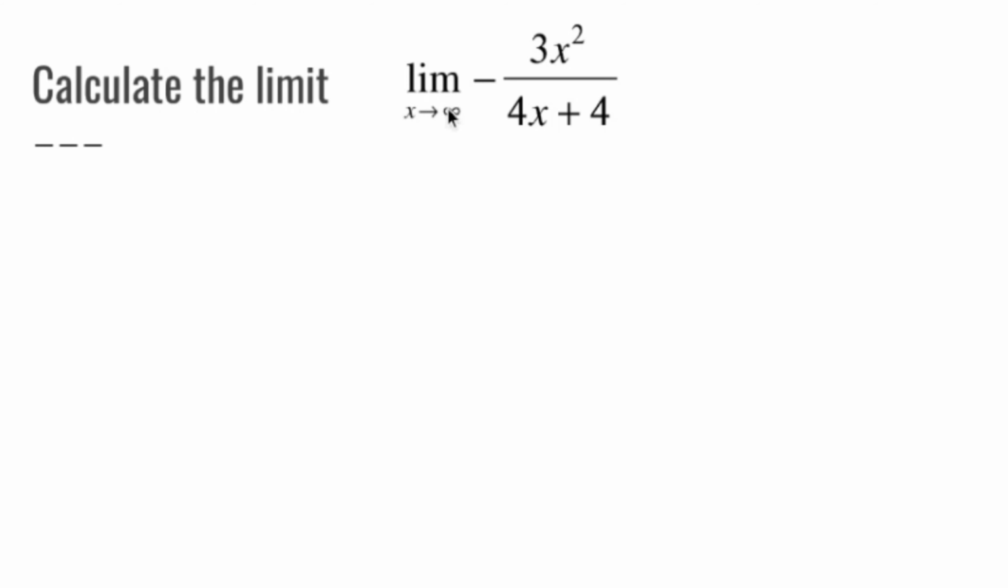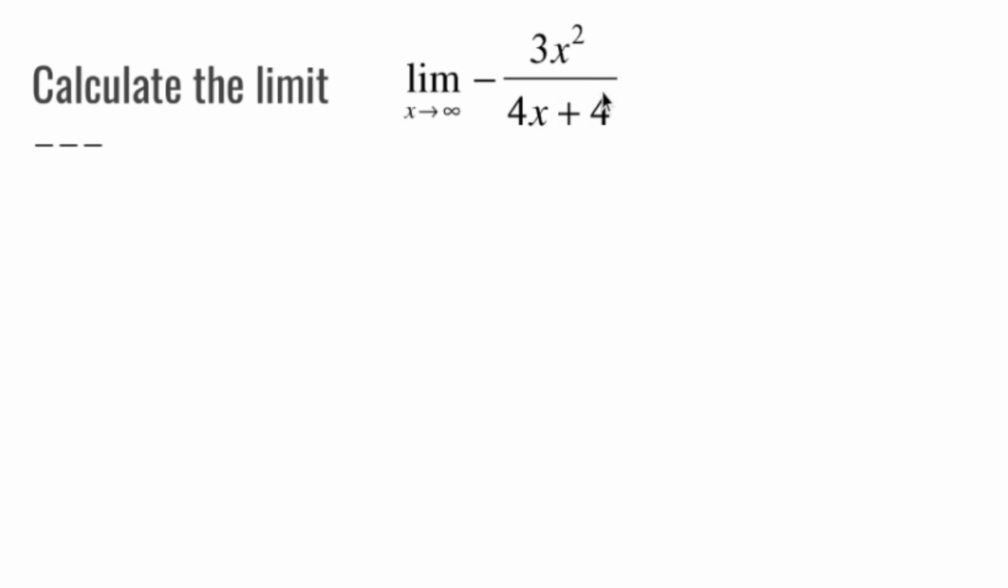Calculate the limit as x approaches infinity of negative 3x squared over 4x plus 4. Normally, when I calculate the limit algebraically, all I have to do is just plug in whatever number that is to x and hope for the best. Well, I can't do that here because I have an infinity, and if I plug in infinity, I get infinity over infinity, and that doesn't make sense. You're not allowed to do that.